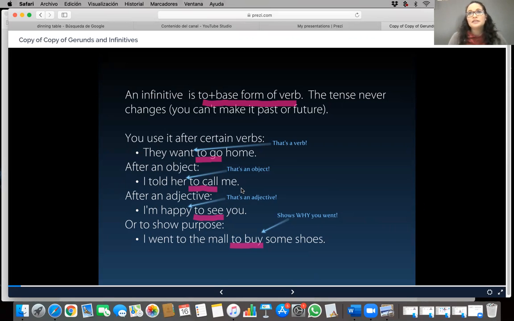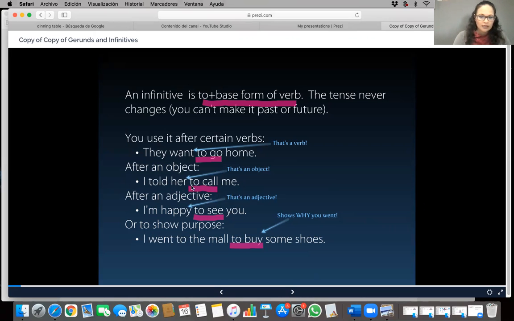I demanded them to finish their homework. So whenever we have an object, we're going to have an infinitive. So this is rule number two. Object, don't forget. And remember, right now I'm mentioning object pronouns, but they could be personal name pronouns. Like, for example, I told Griselda to call me.